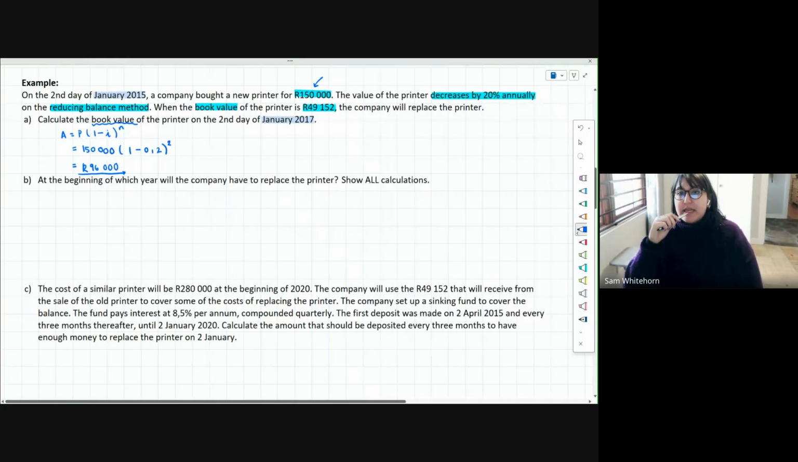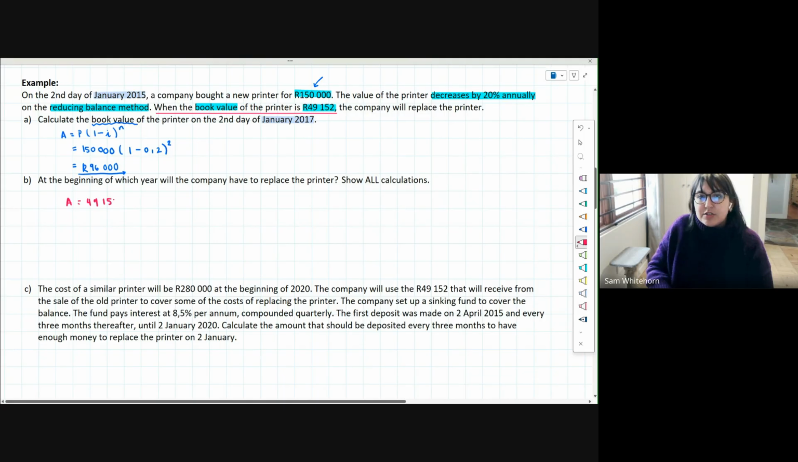Question B says, at the beginning of which year will the company have to replace the printer? Show all calculations. So now we need to go back to our information, and it said to us in the third sentence, when the book value of the printer is 49,152 Rand, the company will replace it. Now they're giving us a book value. So I'm telling you that A is equal to 49,152 Rand. We know that the P value is the 150,000. That's where it originally started.